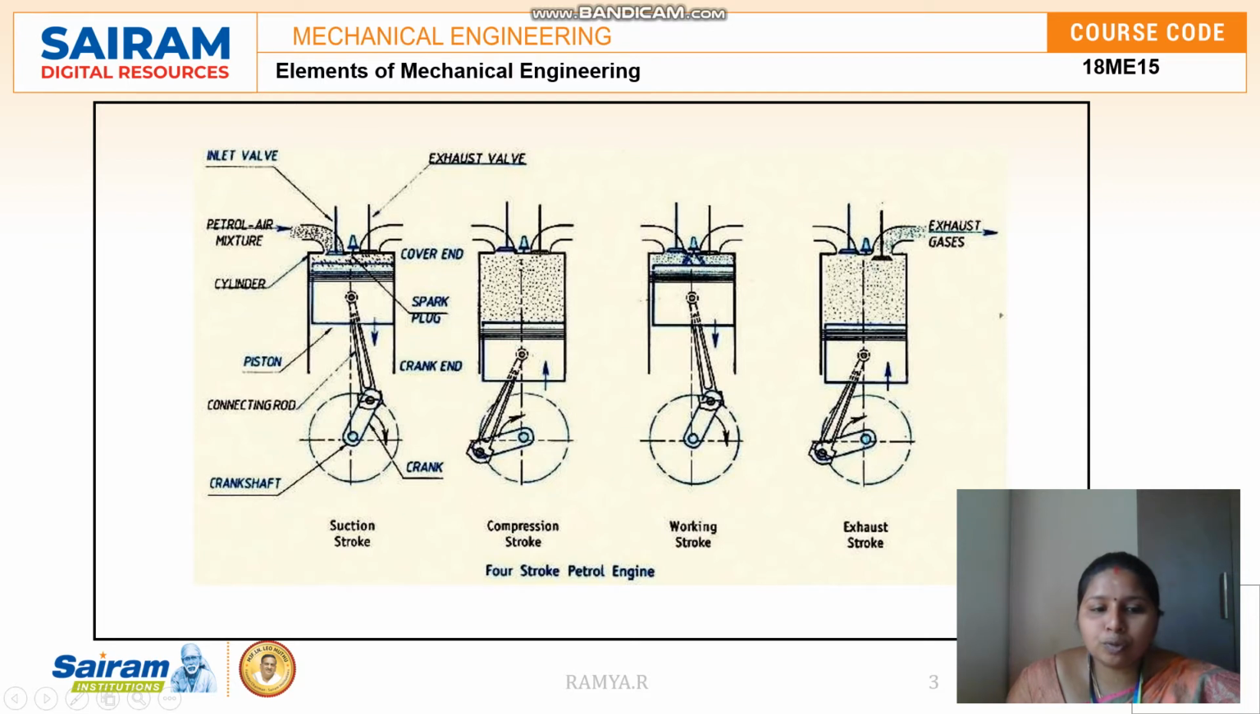So there are four strokes: suction stroke, compression stroke, power stroke or working stroke, and exhaust stroke. Initially, the inlet valve will be open, the air fuel mixture is sent inside the cylinder, and the piston moves from top dead center to bottom dead center. And in the compression stroke, the piston moves from bottom dead center to top dead center.